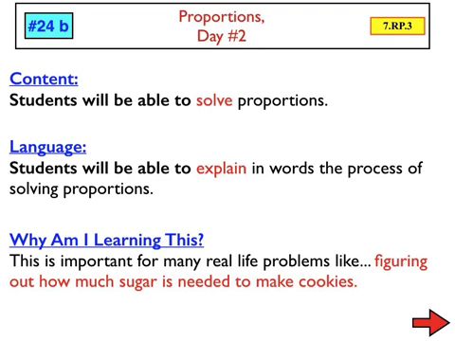Lesson 24B is proportions day 2. We're going to solve proportions just like we started learning yesterday, but we're going to focus on finding multipliers, so we're moving away from division and explaining in words that process. Same as yesterday, why am I learning this?